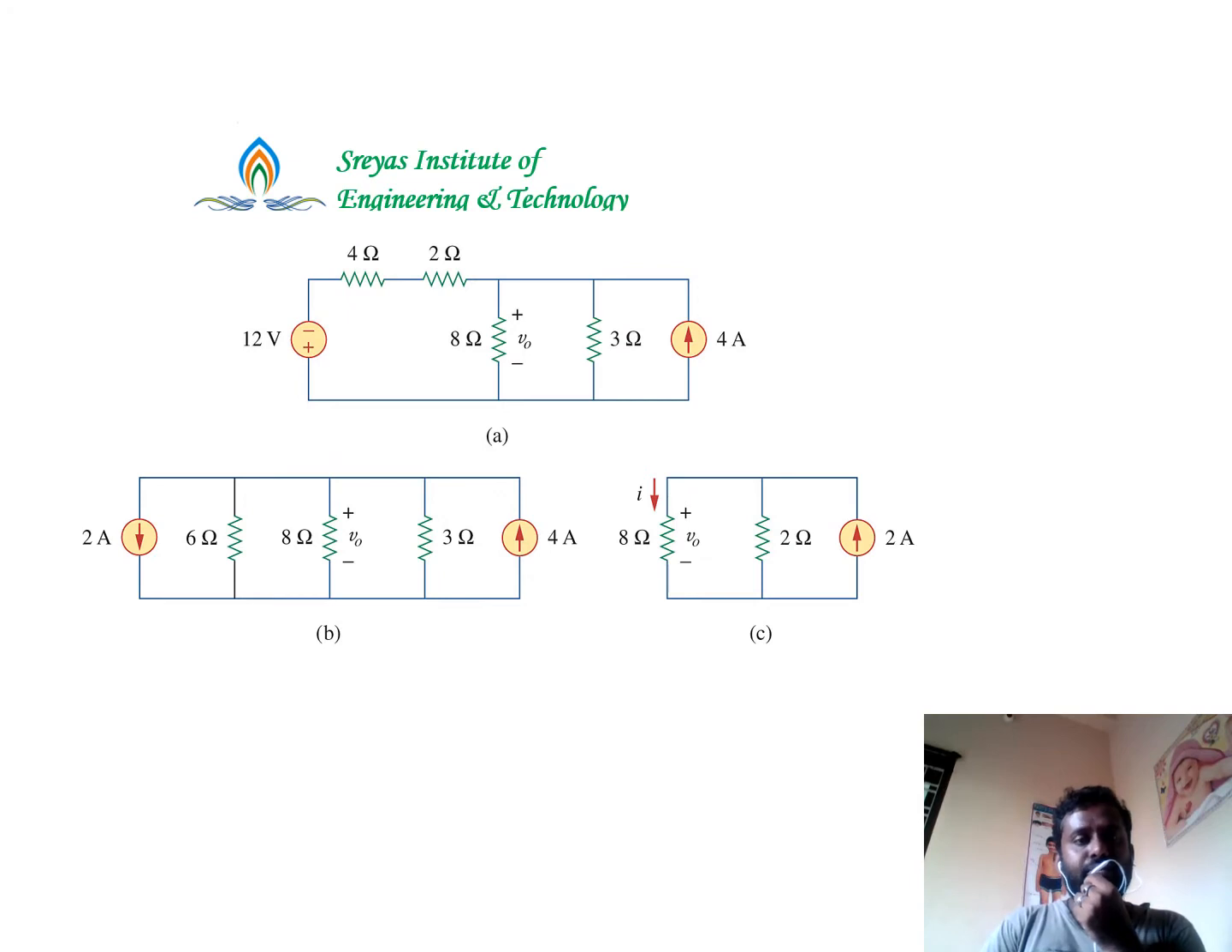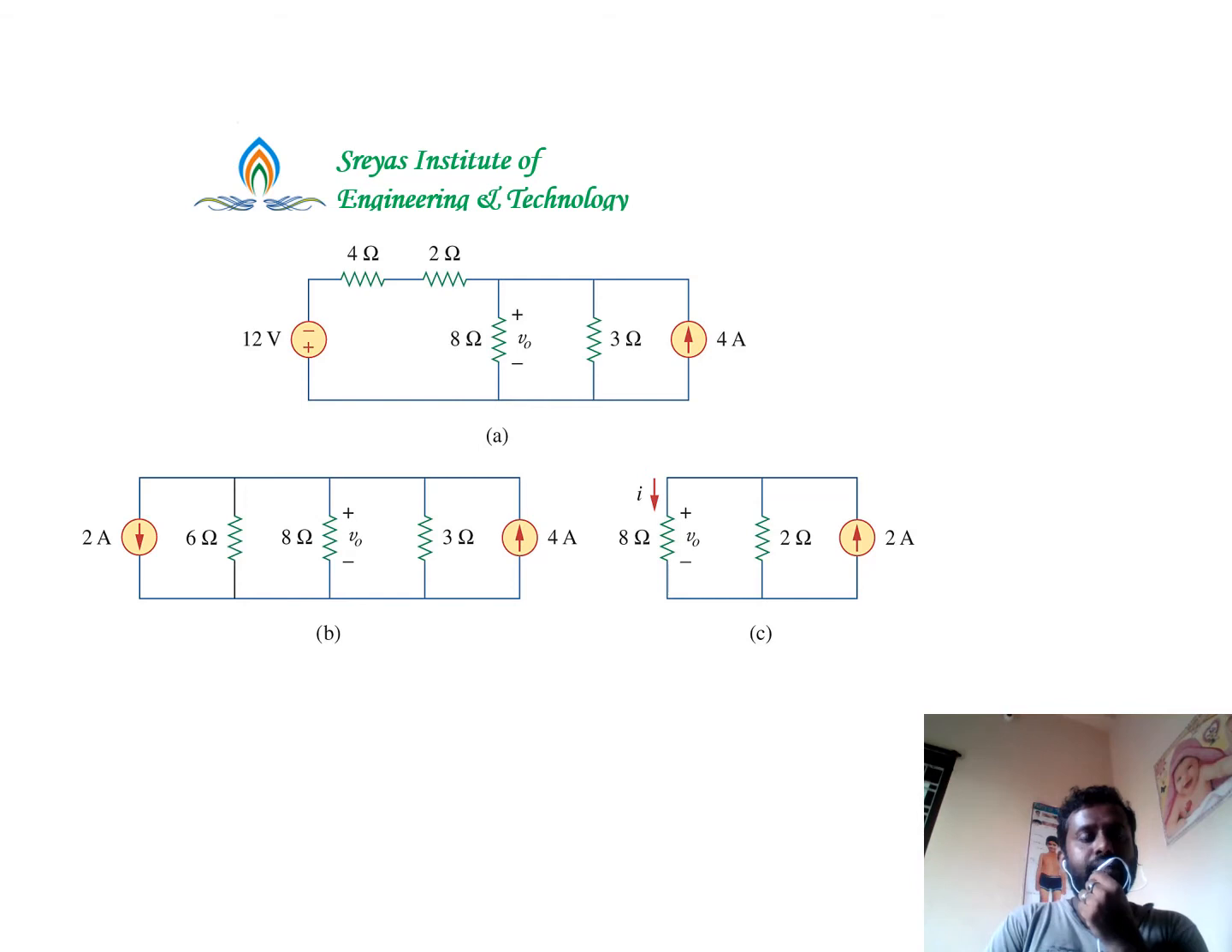This is how the circuit will be. 12 volts in series with 4, and 4 plus 2 is 6, and to the right the voltage source is converted into current source, so 4 ampere in parallel with the resistance. Now let's again convert this voltage source of 12 volts in series with resistance of 6 ohms to a current source. So I is equal to V by R. 12 by 6 will give you 2 amperes in parallel with again the resistance of 6 ohms.